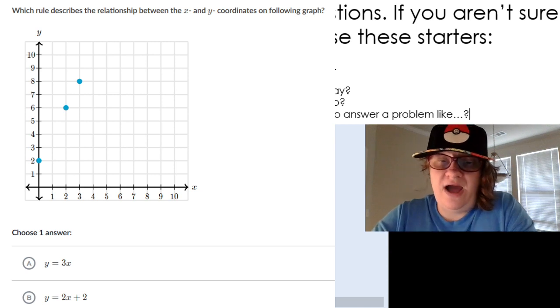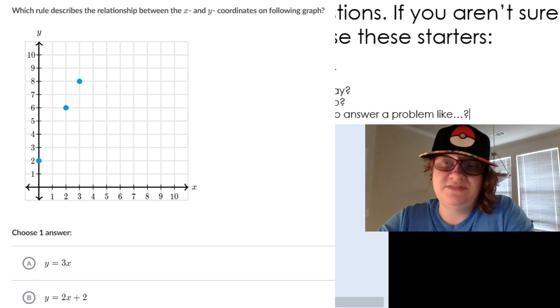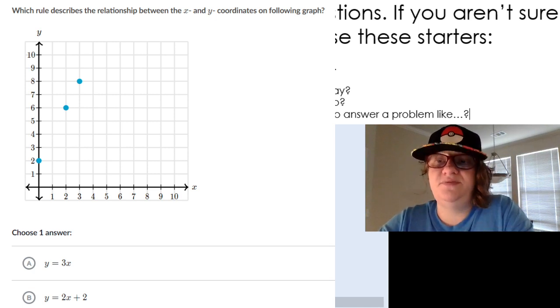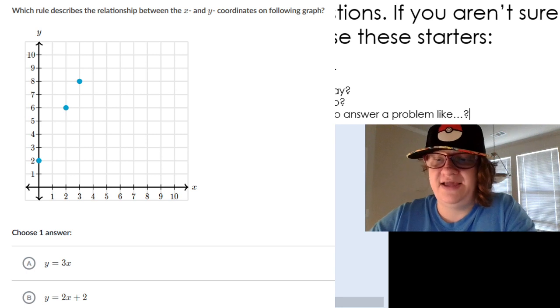Whereas B, y equals 2x plus 2, if I substituted 0 in that equation, 2 times 0 would be 0, plus 2 would be 2. And again, I know my answer is correct.